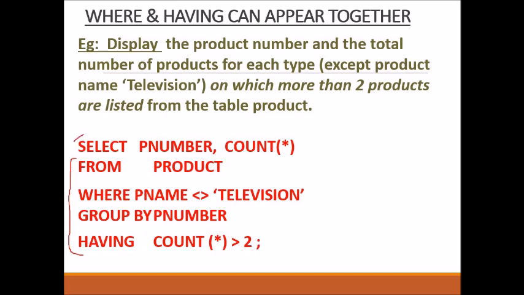Display product number and total number of products for each type. So P number, group by P number, except where the product name is television. So where P name not equal to television, and on which more than 2 products are listed, meaning the number of products is more than 2. So having count asterisk more than 2, greater than 2.